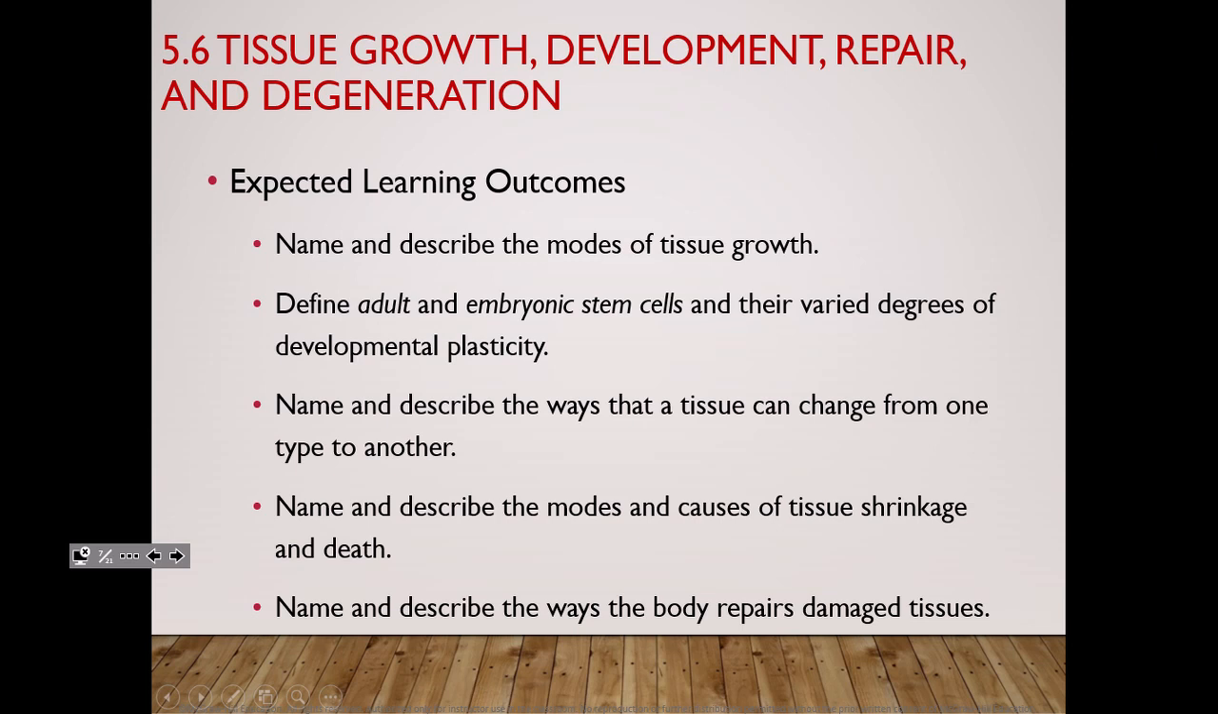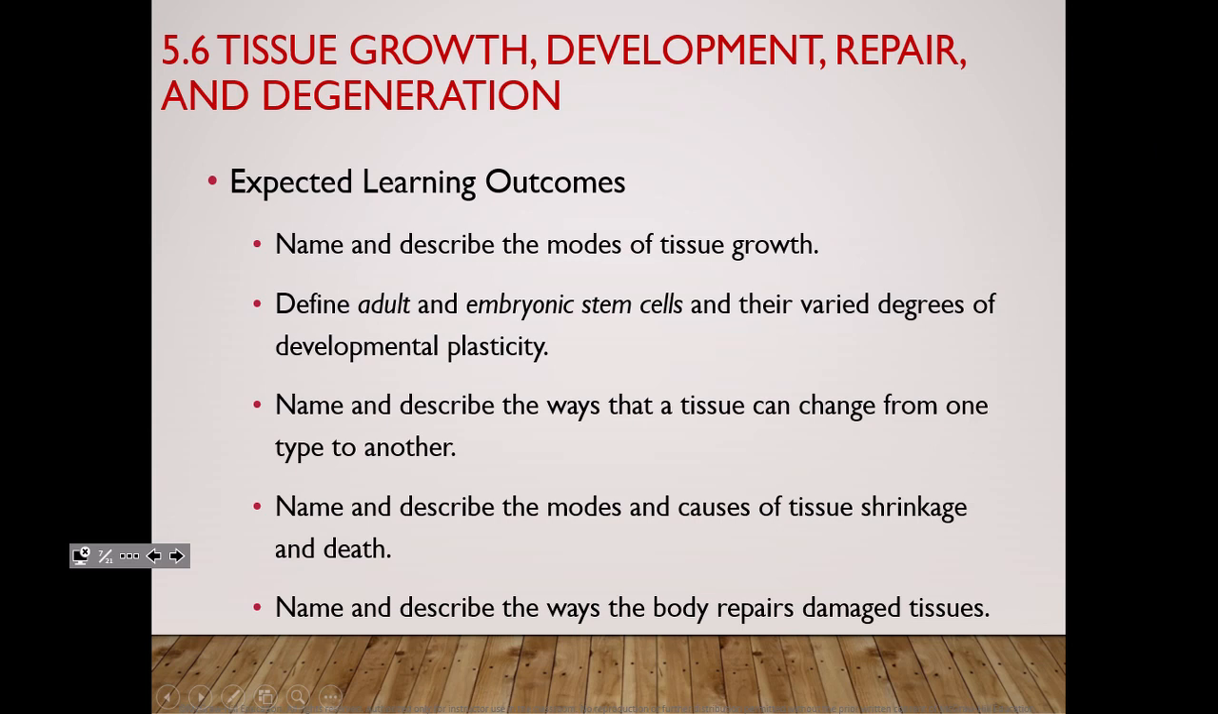In terms of cell shrinkage and death, we can have atrophy. We'll stop on this slide and then call our review session done when we're done with it. For modes and causes of tissue shrinkage and death, atrophy is going to be the shrinking of a cell. Apoptosis is going to be the destruction of a cell, the pre-programmed destruction of a cell. Necrosis is a broader category that refers to the death of a cell. And there's multiple forms of necrosis. Apoptosis is one of those forms.